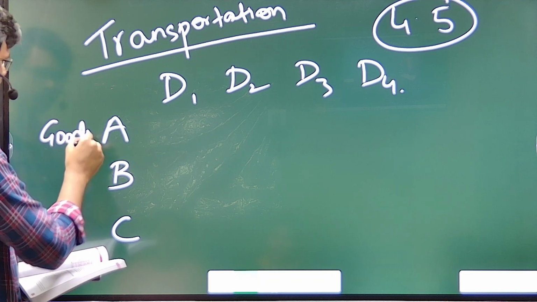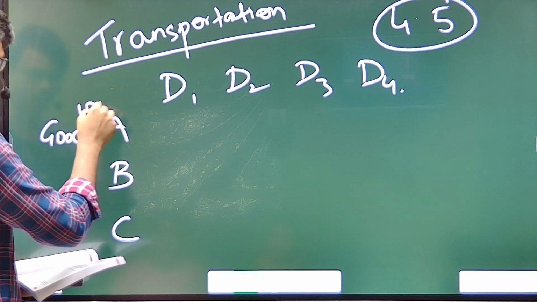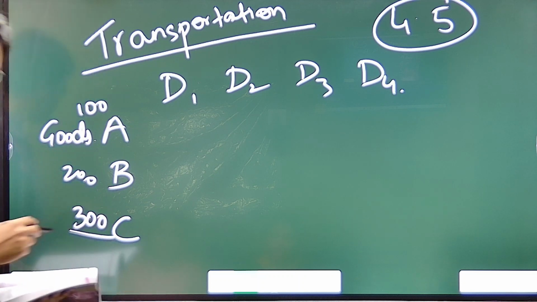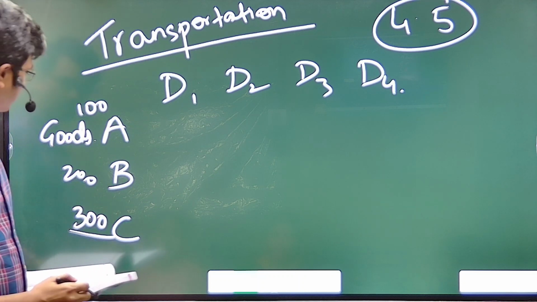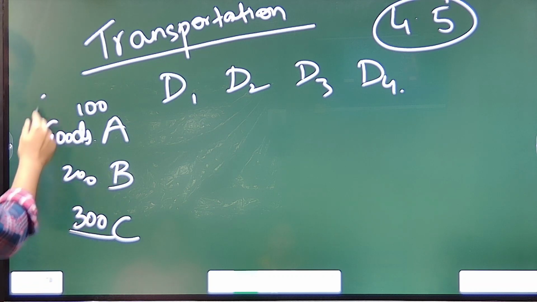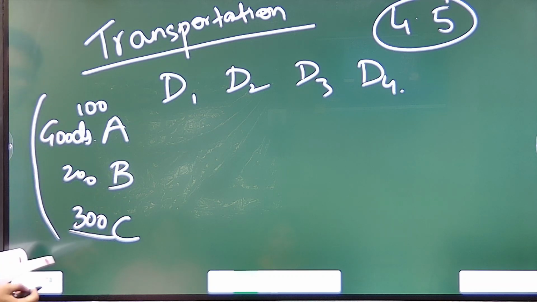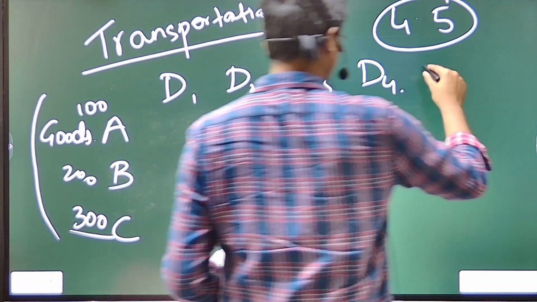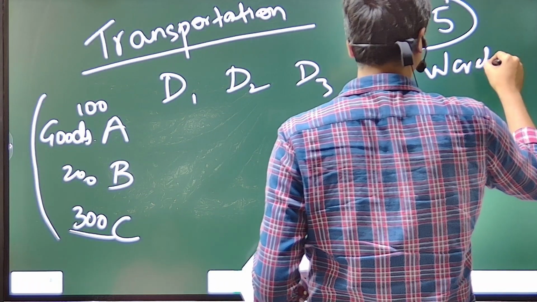So you will have goods, right? Say, suppose quantity 100, 200, 300. Let us suppose these are your manufacturing plants. A, B and C are manufacturing plants, and D1, D2, D3, D4 are your warehouses.